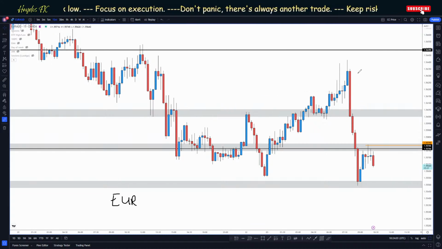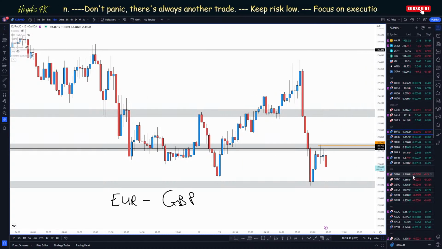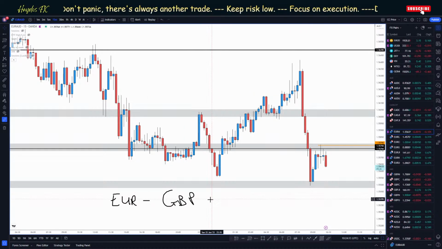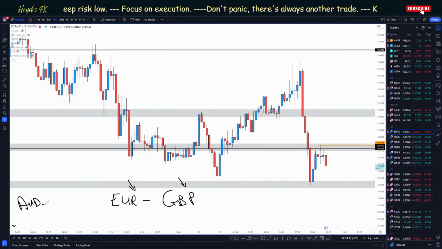If Euro's dropping, pound is dropping. Which one is dropping more out of pound and euro? Pound dropped more. So pound is weaker than euro. If we look at all the strong ones, Euro Aussie. Sorry, Aussie is strong, then it's New Zealand.